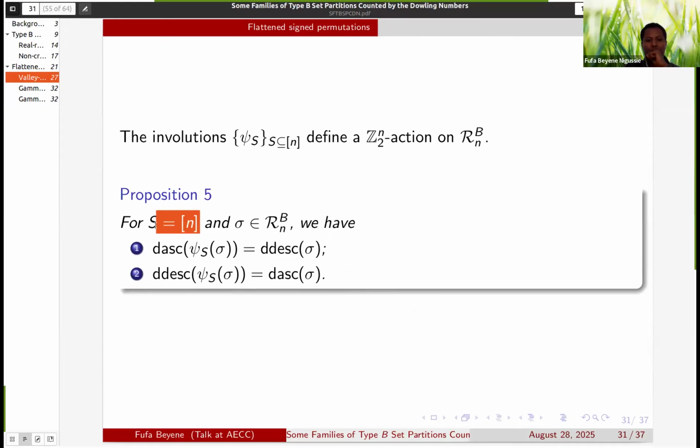Specifically, when S is equal to the whole set n, you will see that the number of double ascents of the image of sigma under psi S is the same as the number of double descents of sigma, and the number of double descents under psi S of sigma equals the double ascents of sigma. So in this case, we say our involution toggles between double ascents and double descents. And we call this group action, as it was already given in previous work, valley hopping.